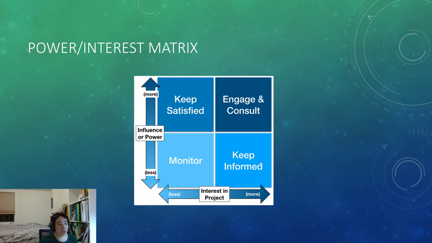Next is keeping the stakeholders informed. Those will belong to the stakeholders that are interested in the project, but they don't hold a high authority or power. And finally, you may want to engage and consult very closely the stakeholders that have both high influence and interest. Consult them, engage with them, talk to them as often as you can, and work with them to make sure that they are pleased.